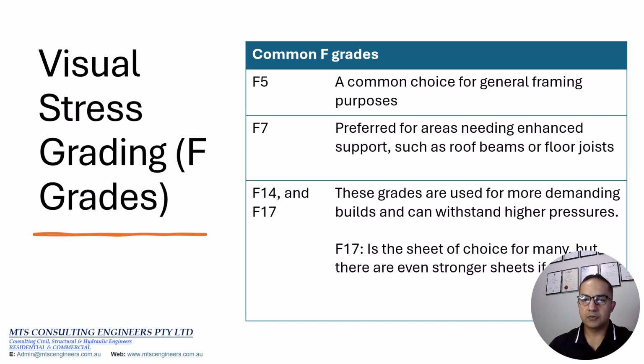The table outlines common F grades, such as F5, which is suitable for general framing, and F7, which is ideal for areas requiring additional support. Higher grades like F14 and F17 are designed for more demanding applications, capable of withstanding greater pressure. Understanding these grades is vital for selecting the right timber for specific structural needs.